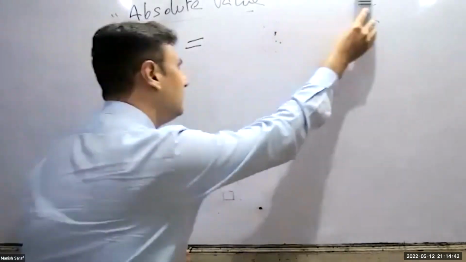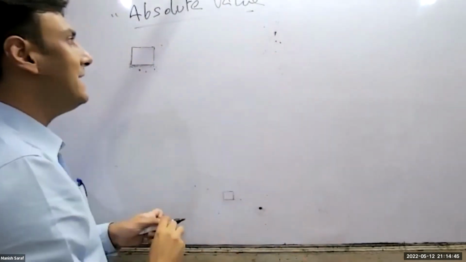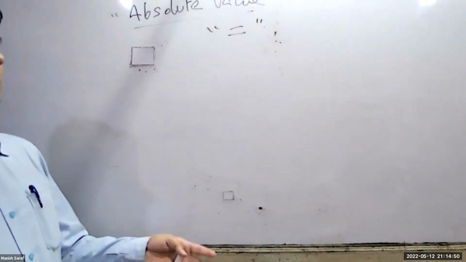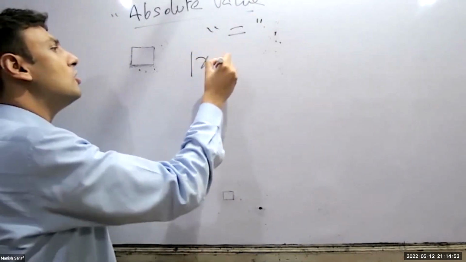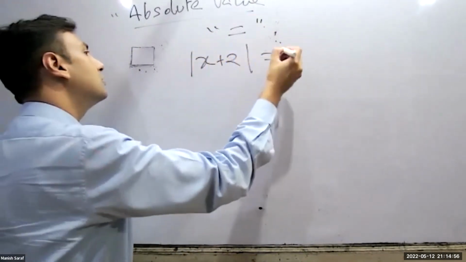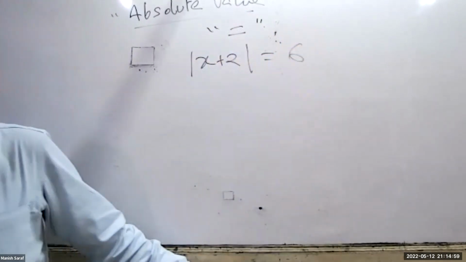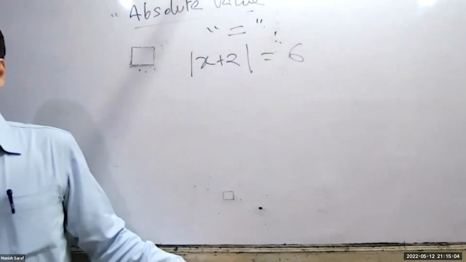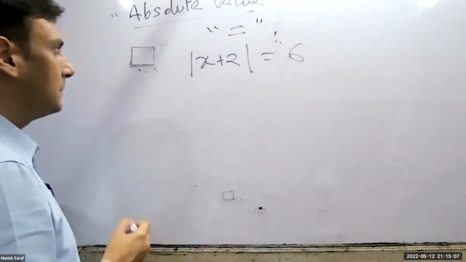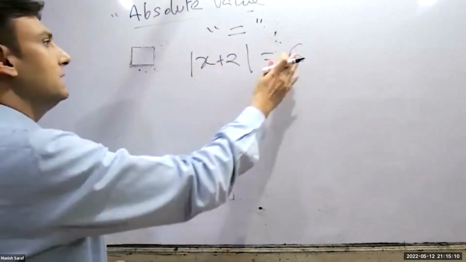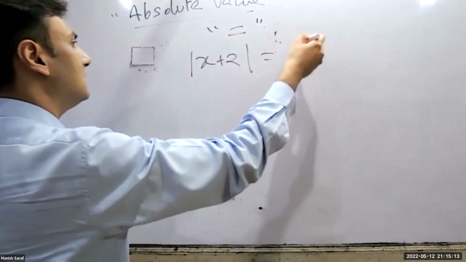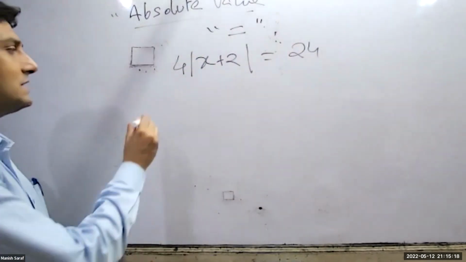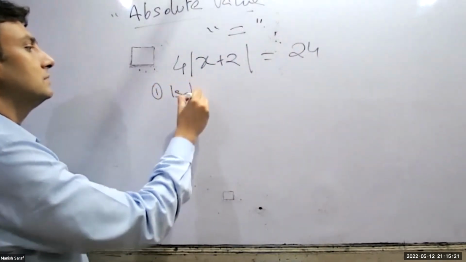So first let's take when absolute value is with an equal to sign. Let's say I have an expression which says mod of x plus 2 is equal to, let's say, x. Whenever this comes, I recommend that you follow certain steps. Let me make it a little more complex. Let's say this is 24, and you have got a 4 output. So the first step is called isolation.